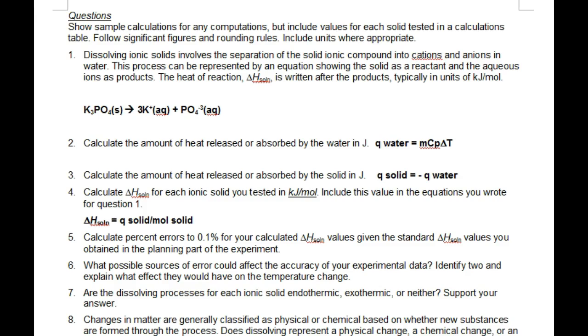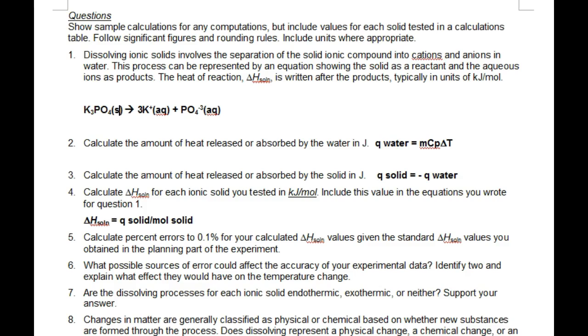Question 2 asks you to calculate the amount of heat released or absorbed by the water. And that's where you get to use your temperature changes, your mass, your Cp, and your delta T. Cp of water is still 4.18 joules per gram degrees Celsius. I believe you should have measured temperature changes. At least I don't remember reviewing any labs where you did not measure an initial and a final temperature of the water. And then you should be able to determine the mass based on how much of the solid you added. And you may assume the density of water is 0.998.